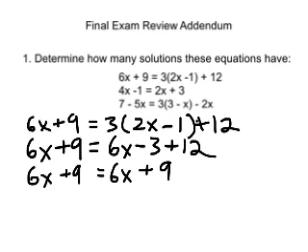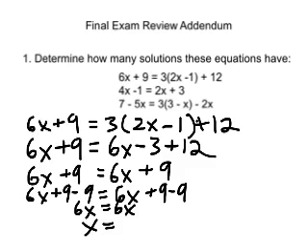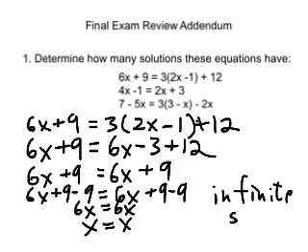And you can see that if we subtract 9 from both sides: 6x plus 9 minus 9 equals 6x plus 9 minus 9. So that gives us 6x equaling 6x. And if you can't see it now, we'll divide both sides by 6, and we're going to get x equals x. So you can see that no matter what we stick in for x, it's going to work. Okay, so that's infinite solutions.